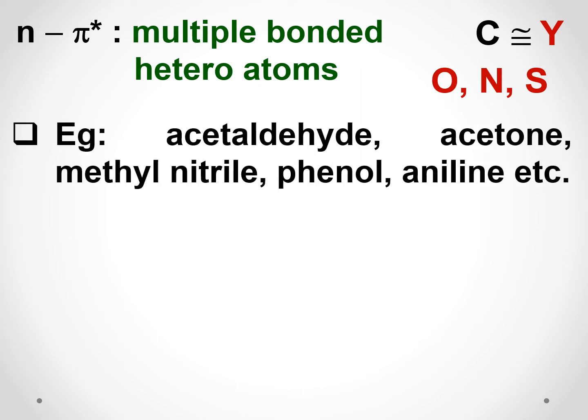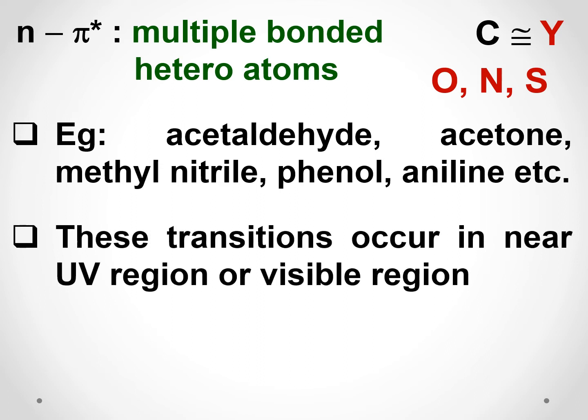Examples: acetaldehyde, acetone, methyl nitrile, phenol, aniline, etc. will show N to pi star transitions, and these transitions occur in the near UV region or visible region. Sometimes these transitions will occur in the visible region also.